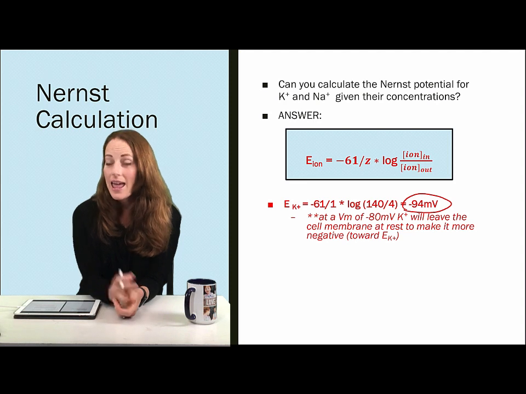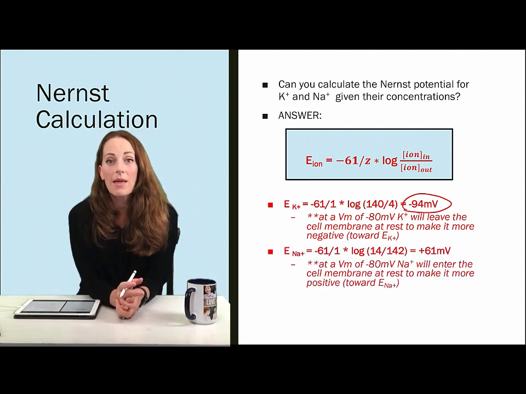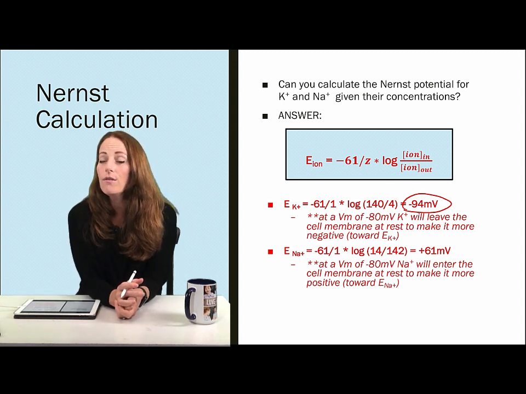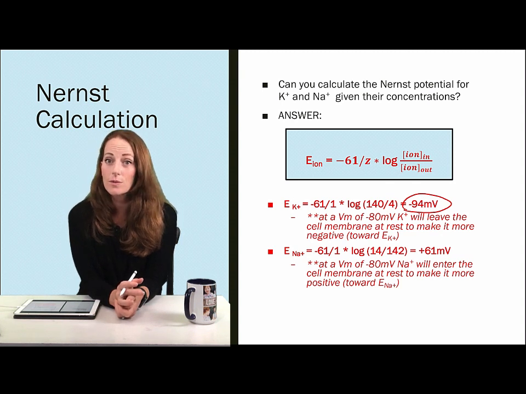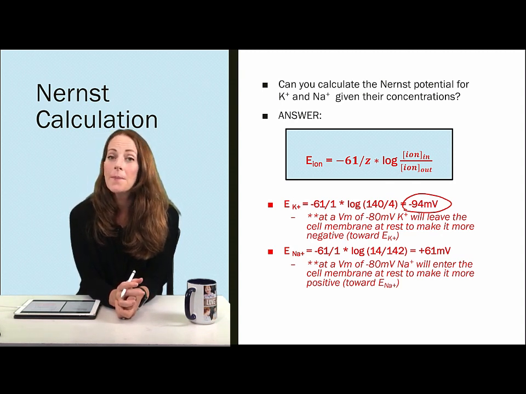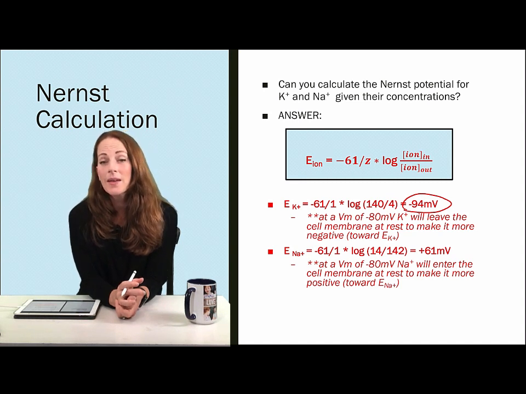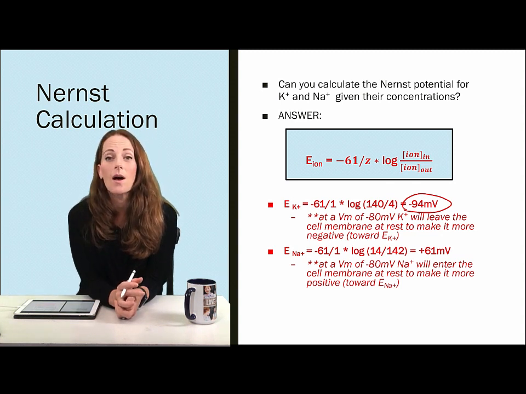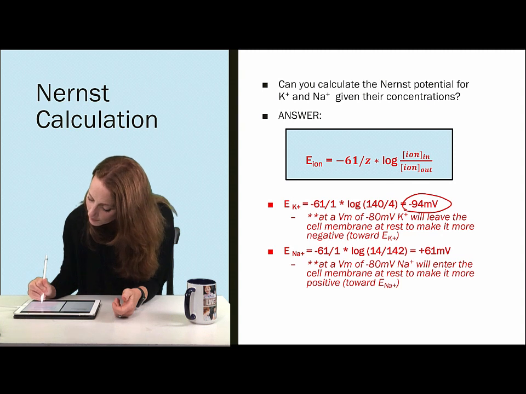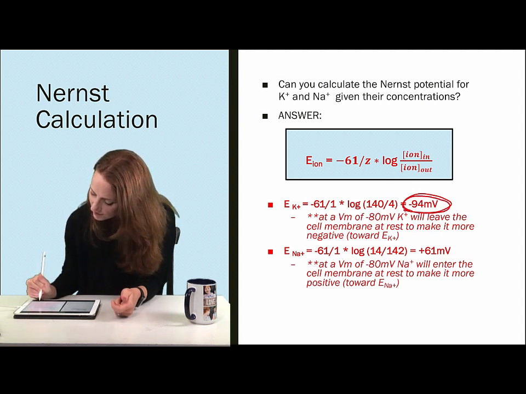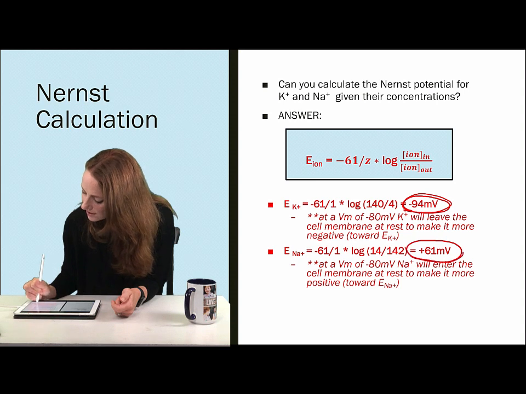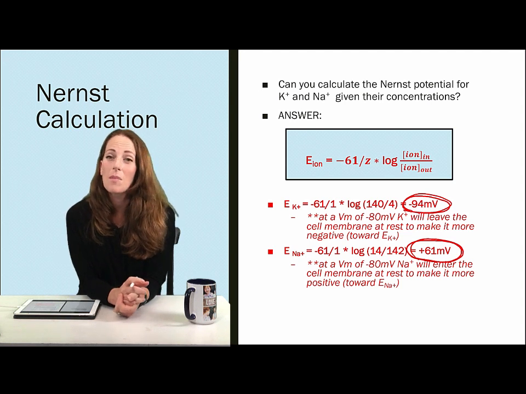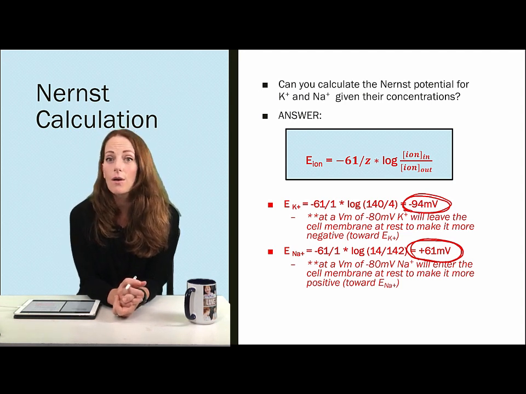Okay, let's try ENa. For ENa, we get negative 61 over 1 times the log of 14 over 142. Those are the given values in the textbook. When you calculate that through, we get an ENa, or an equilibrium potential for sodium, at positive 61 millivolts. So the equilibrium potential for potassium is very negative, and the equilibrium potential for sodium is highly positive. These ions have very different effects on membrane potential when their channels are open.